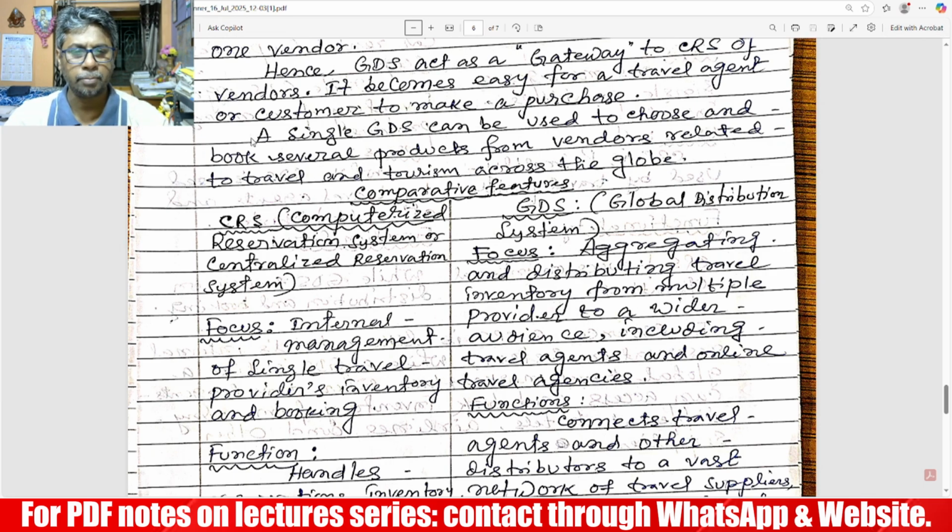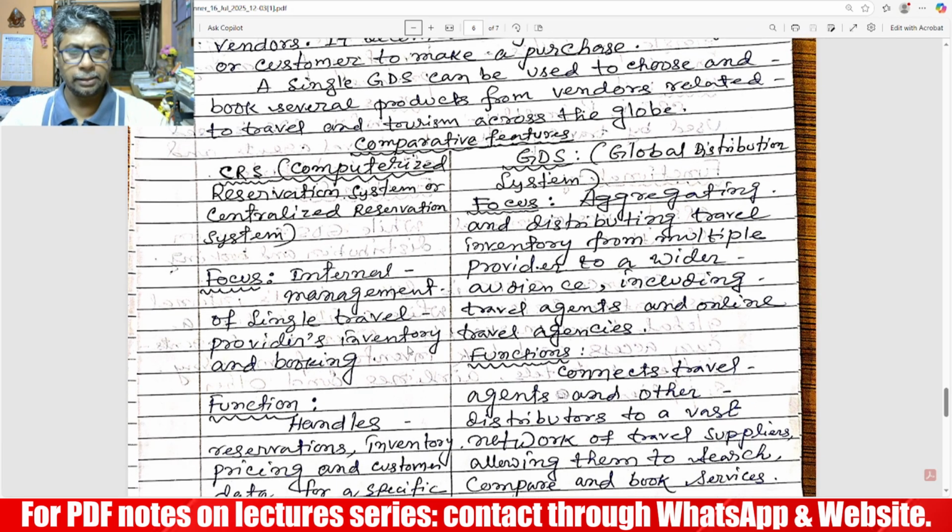CRS is the full form of computer reservation system or centralized reservation system. The main focus is the internal management of a single travel provider's inventory and booking. The GDS full form is global distribution system. The main focus, and this is a very important point, is aggregating and distributing travel inventory from multiple vendors to a wider audience including travel agents, online travel agents, etc.